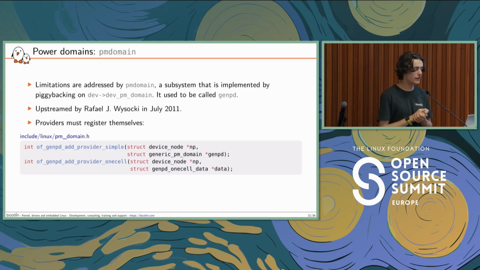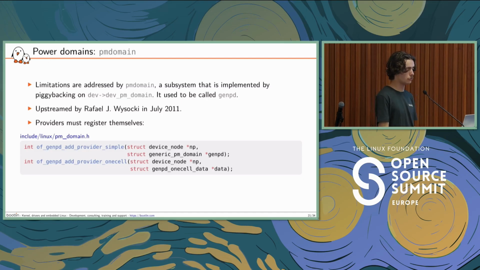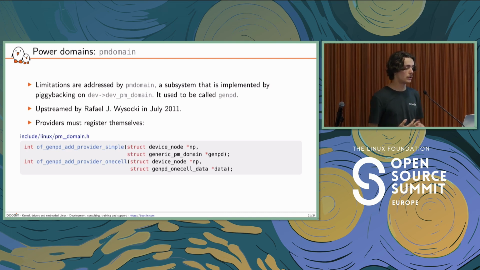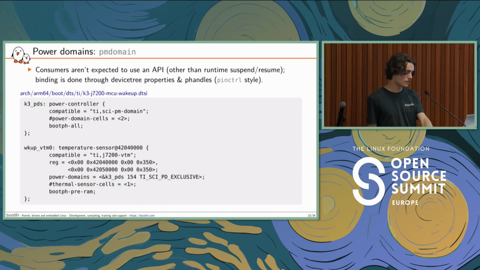That's what the API looks like if you want to register yourself as a power management domain provider. So, of course, you have something that looks like a register inside your subsystem. Here it's called add provider. And you have two options, where one of them is simple. That is when you have a single PM domain for your device tree node. Otherwise, you can provide more than one.